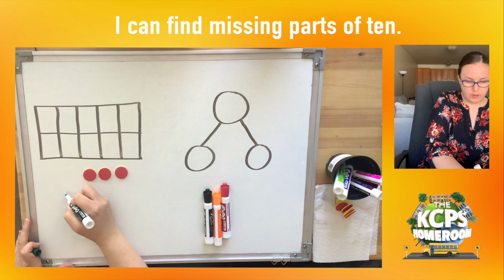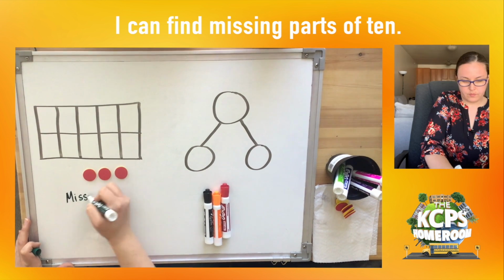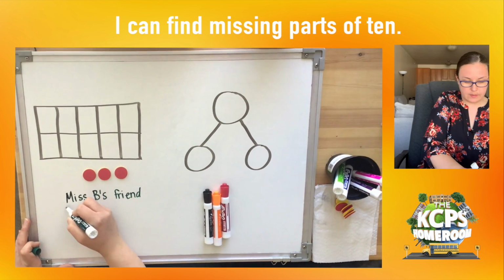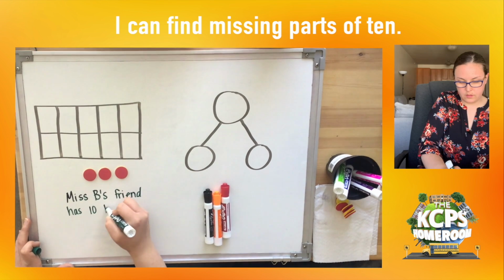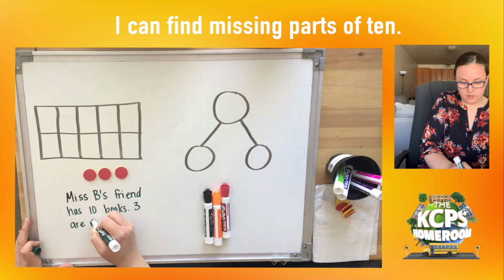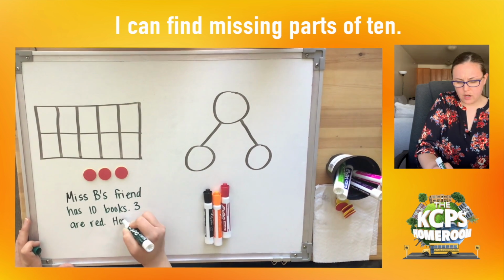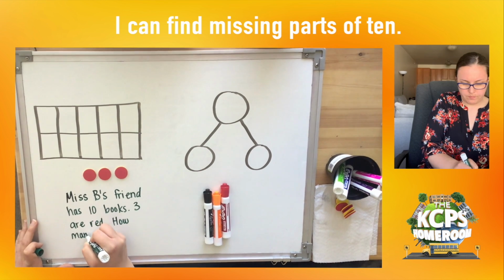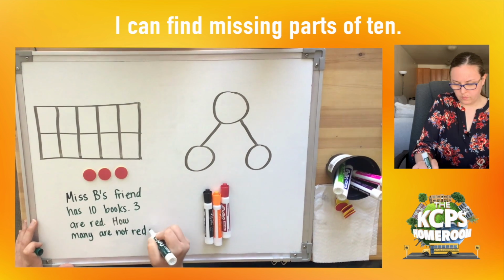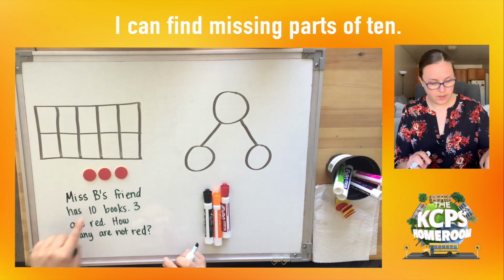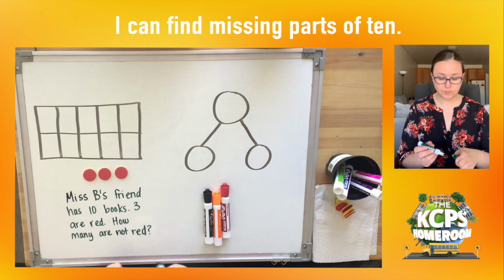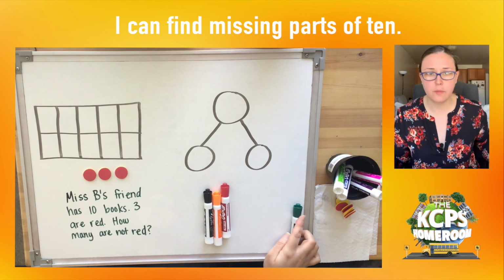So Miss B's friend, I'm just going to write that down here, has 10 books. Three are red. How many are not red? Okay, so Miss B's friend has 10 books. 3 are red. How many are not red? Okay, friends, so here's our first problem today.